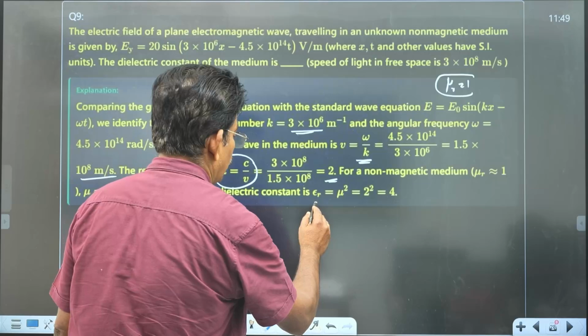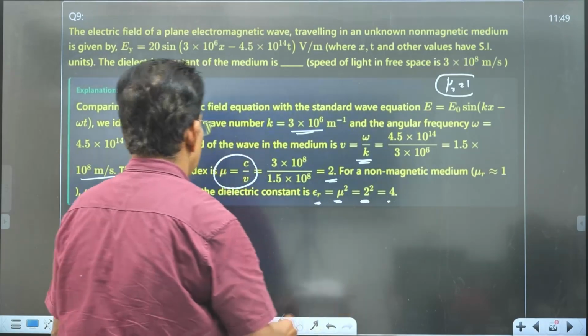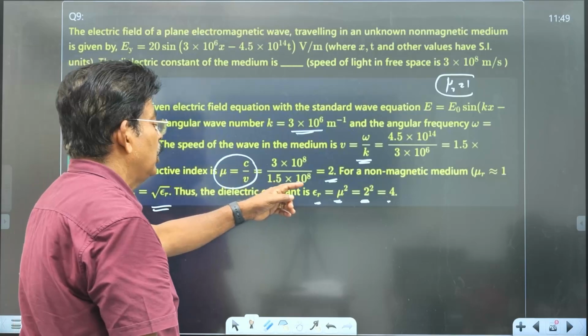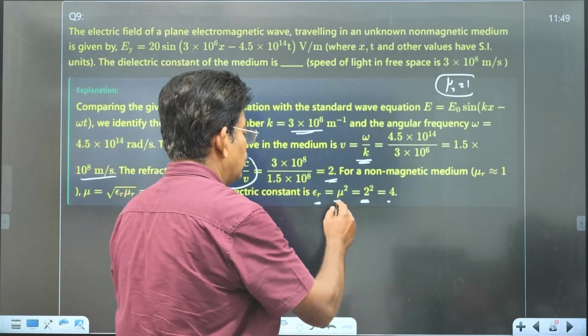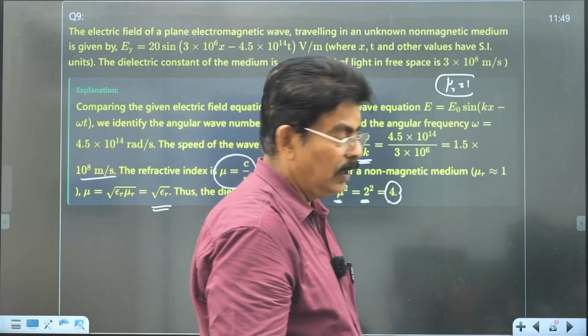That is coming to be mu square, that is coming to be 4. The refractive index is coming to be 2, so mu square is coming to be 4. Therefore, your answer is coming to be 4. Okay, come on.